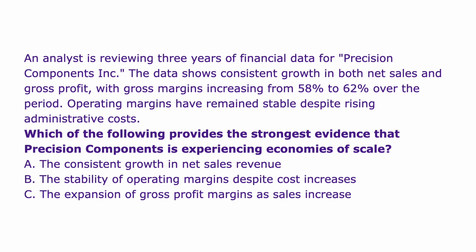Question 6. An analyst is reviewing 3 years of financial data for Precision Components Incorporated. The data shows consistent growth in both net sales and gross profit, with gross margins increasing from 58% to 62% over the period. Operating margins have remained stable despite rising administrative costs. Which of the following provides the strongest evidence that Precision Components is experiencing economies of scale?